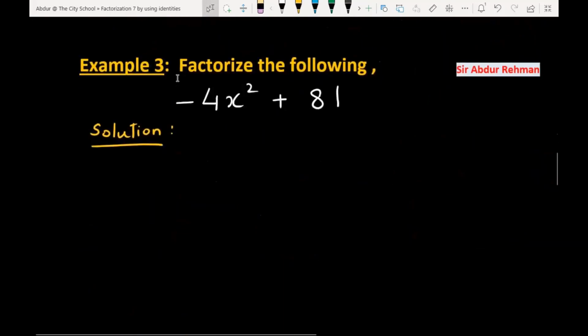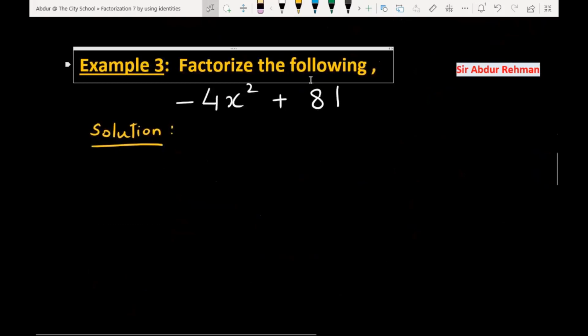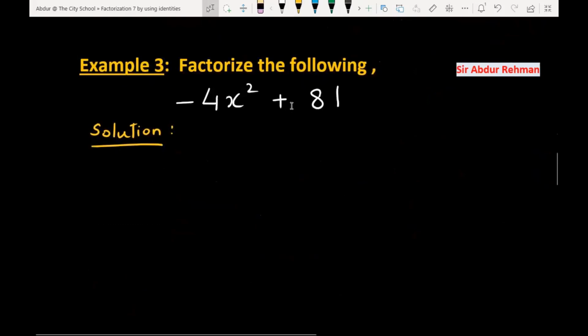Factorize in example number 3, the command is factorize the following: minus 4x square plus 81. Okay. So the first term is negative and the second term is positive. We have to remember three conditions. First term must have positive sign. In this question, first term has negative sign and the second term has positive sign. So what will you do?